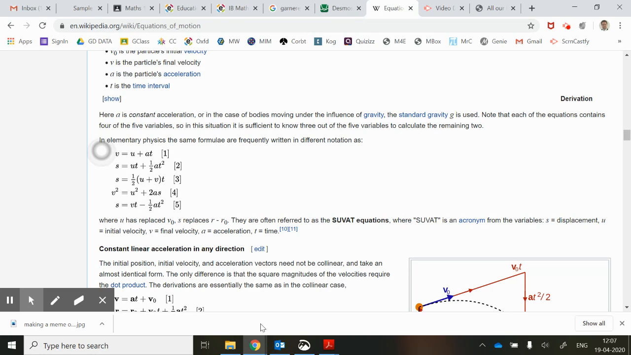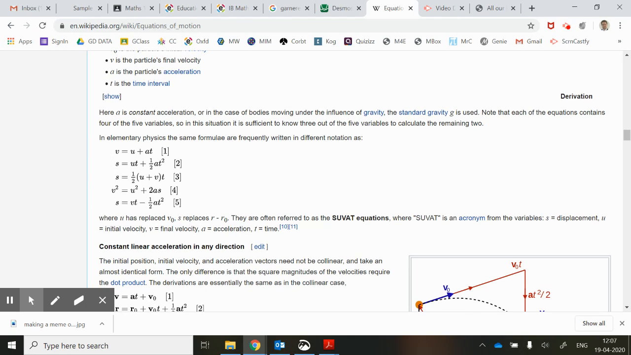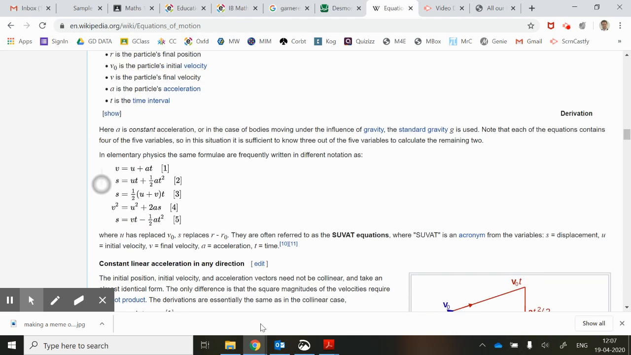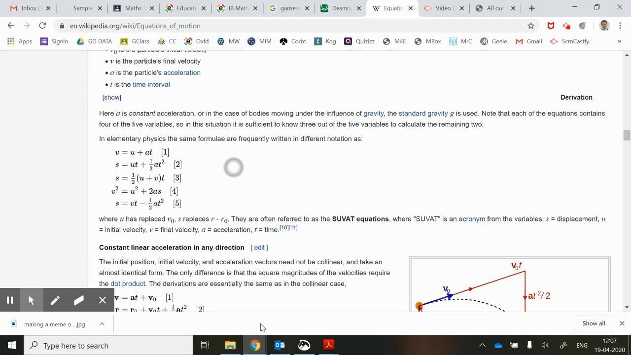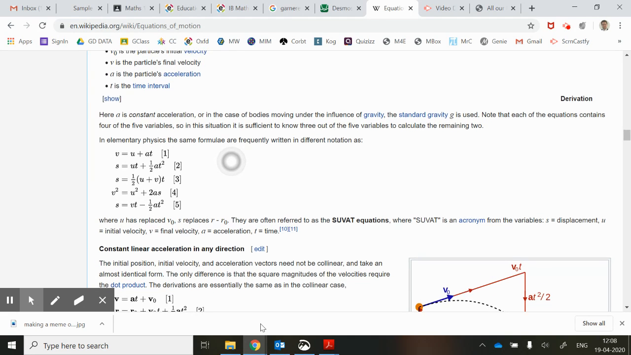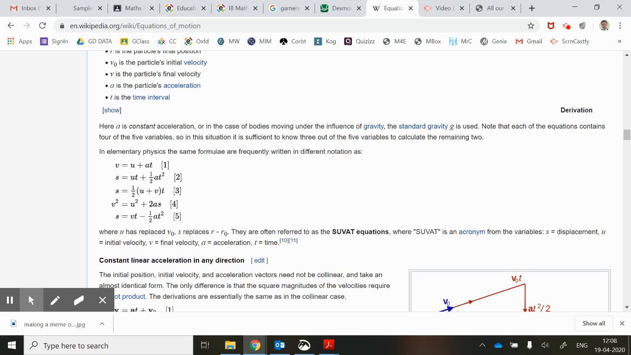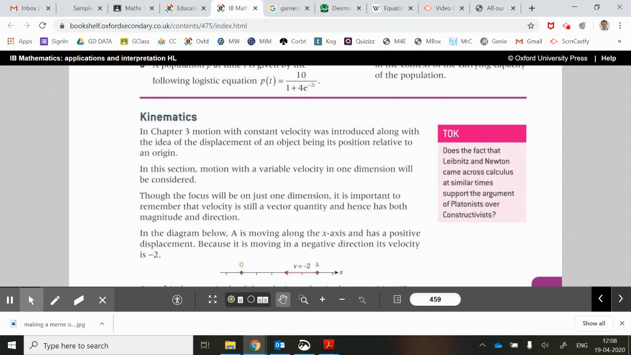But some of you might be aware of these SUVAT or STUVA equations, which always involve U, V, A, T, and S. I'll talk a little bit about those ones at the end, but basically those are always situations where you have a constant acceleration. So those are particular formats of equations which you deal with in physics, sometimes in maths as well, but where the acceleration is constant.